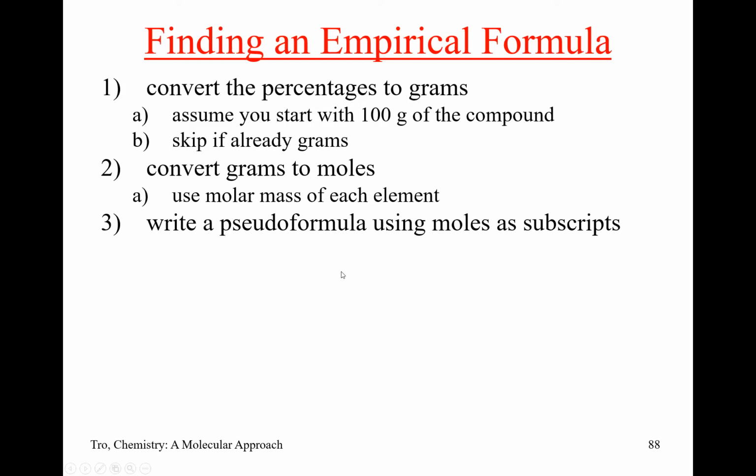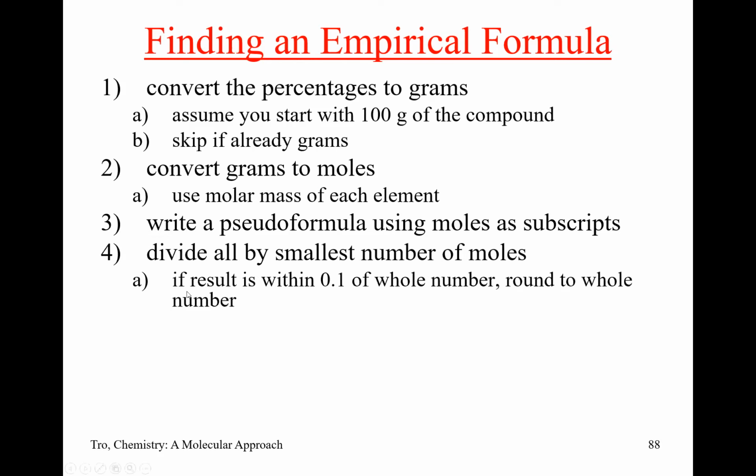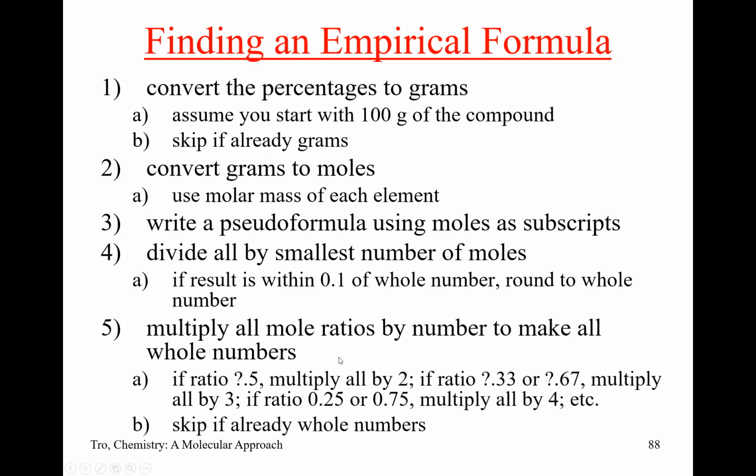When it says write a pseudo formula, what it means is that the ratio that you get could be the empirical formula, or you could have some whole digit number that you multiply it by to get to it. Divide by the smallest number of the moles, and you will get whole digit numbers, right? This was an old way of analyzing molecules a long time ago, where I'll give you numbers that come out really close to whole numbers. Multiply all the mole ratios by a number to make them all whole numbers.